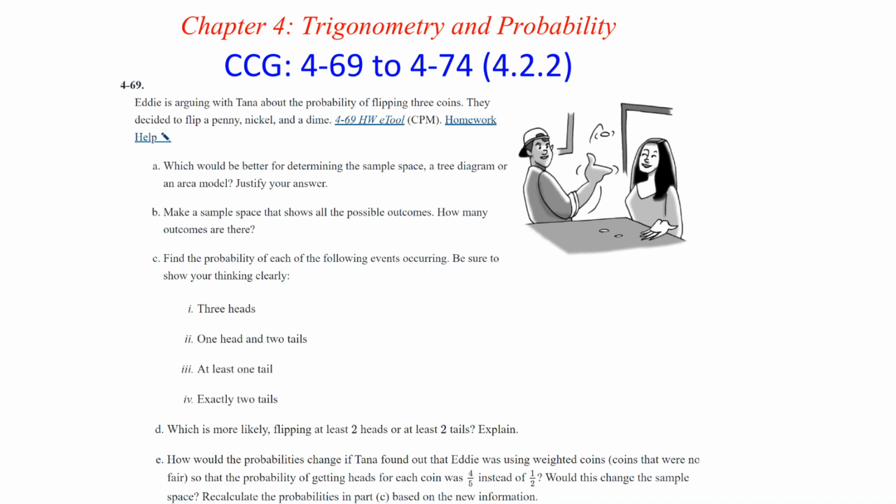Question 69. Eddie is arguing with Tana about the probability of flipping 3 coins. They decided to flip a penny, a nickel, and a dime. Part A. Which would be better for determining the sample space, a tree diagram or an area model? For this example, probably a tree diagram would be better. An area model would require kind of a third dimension because you're dealing with 3 different things there.